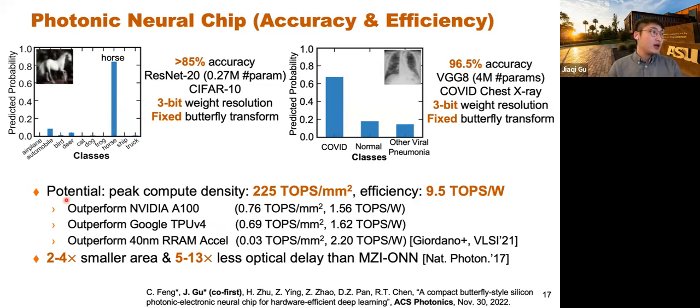In terms of efficiency, potentially the peak compute density of our design can be over 200 TOPS per square millimeter, and energy efficiency is about 9.5 TOPS per watt, compared to state-of-the-art A100 GPU, Google TPU v4, and also a memristor crossbar array for analog electronic computing. You can see those two numbers are much higher than the state of the art. Also, compared to the first design from MIT, the MZI array, our butterfly circuit is 2 to 4 times smaller in area, and also 5 to 13 times faster in terms of a shorter optical delay, and also more robust.